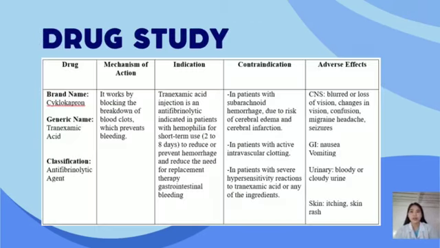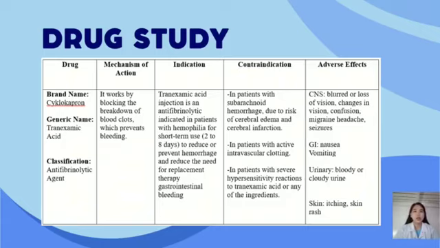Next drug is tranexamic acid under the classification of antifibrinolytic agent, and its action is it works by blocking the breakdown of the blood clots, which prevents bleeding. So it is indicated for patients with hemophilia or bleeding disorders, and replacement therapy for gastrointestinal bleeding since the patient has peptic ulcer bleeding. And it is contraindicated in patients with subarachnoid hemorrhage due to risk of cerebral edema and in patients with active intravascular clotting.